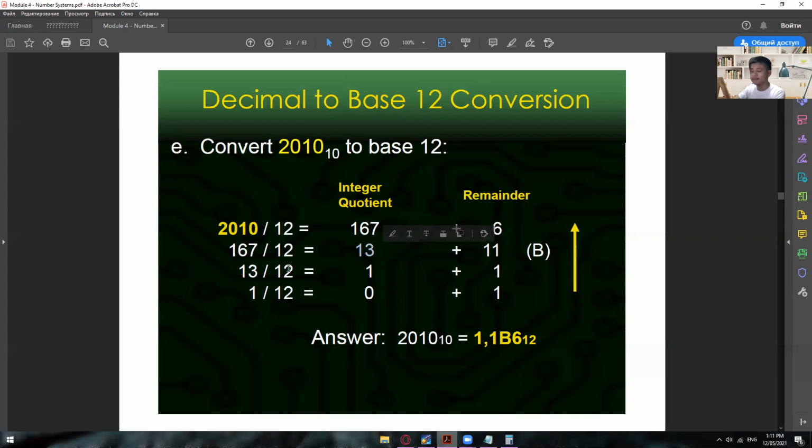And 13 divided by 12 is 1, remainder 1, and then 1 divided by 12 cannot be, so once this one is 0, then that's the time you will stop dividing the integer quotient, and then just copy whatever is the last value of the integer quotient as your remainder. Okay, and then that is now your final answer. So 1, 11, 6, or this 11 right here will become B. Okay, so we have 1B6.